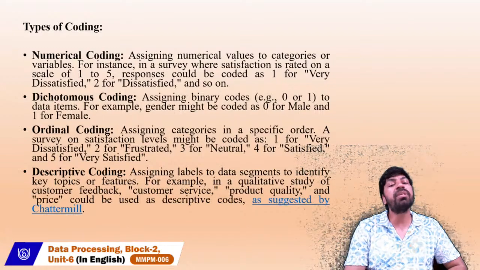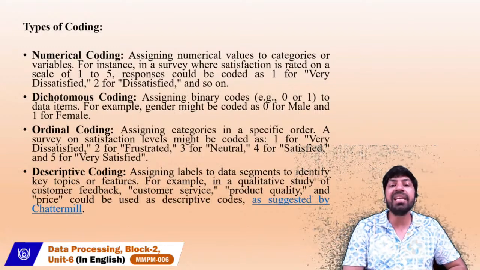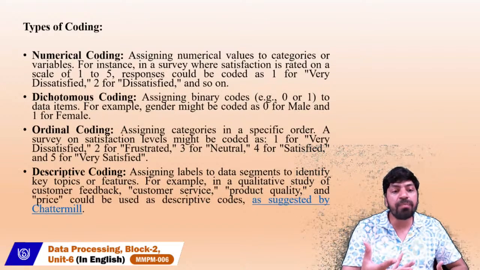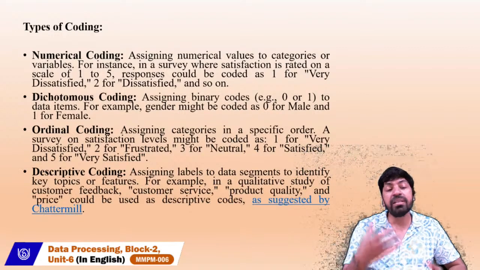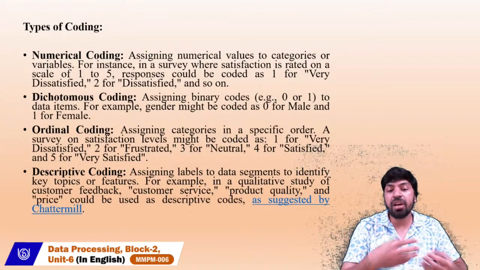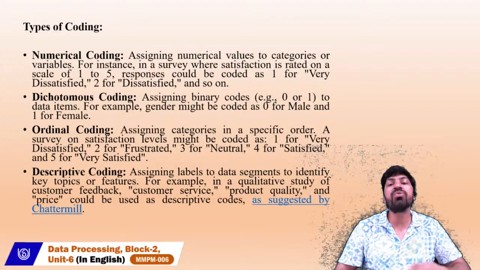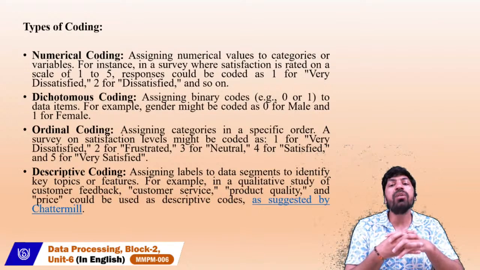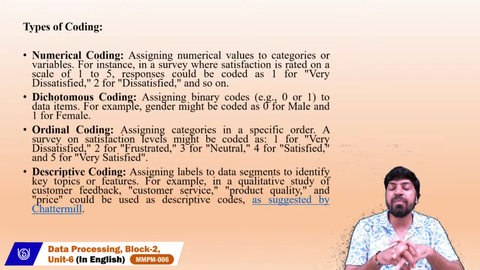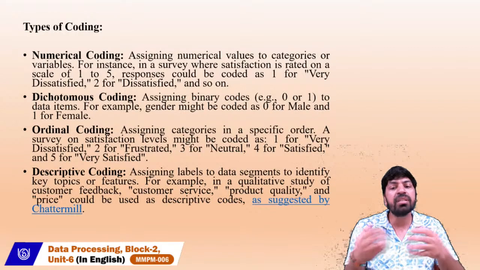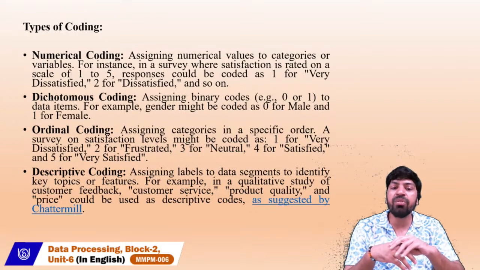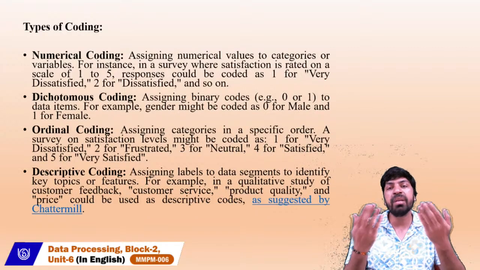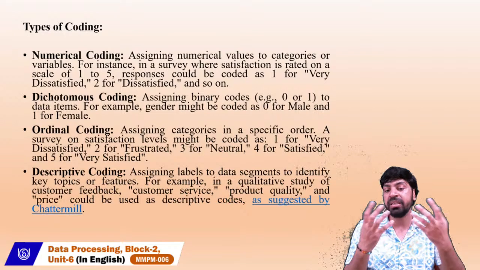Next one is descriptive coding. This is assigning labels to data segments to identify key topics or figures. For example, in a qualitative survey of customer feedback, services, product quality, and price could be used as descriptive codes. It could be A, it could be B, it could be C, it could be D.